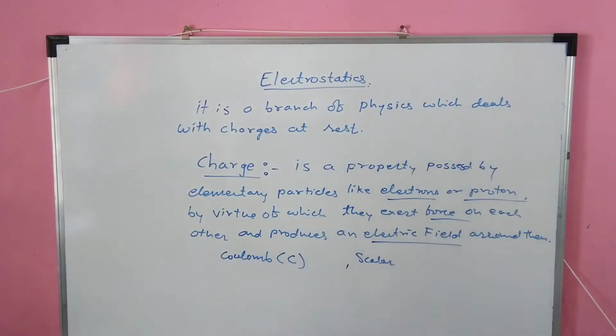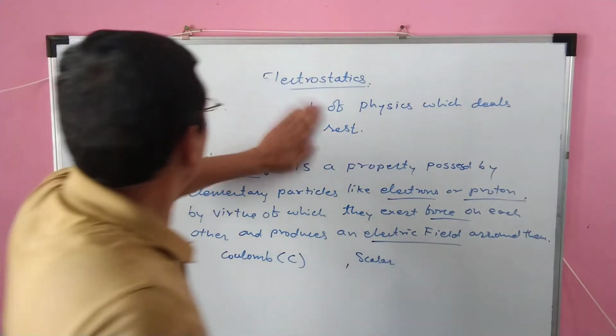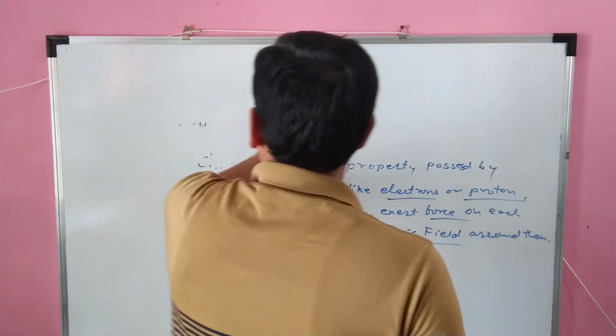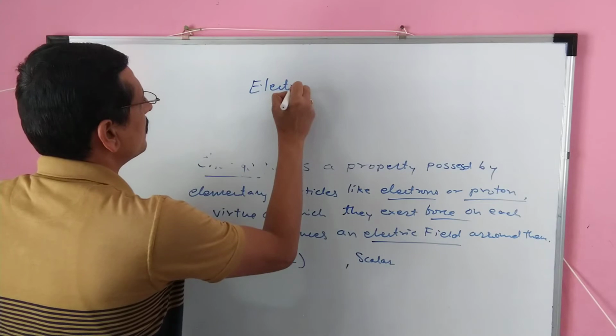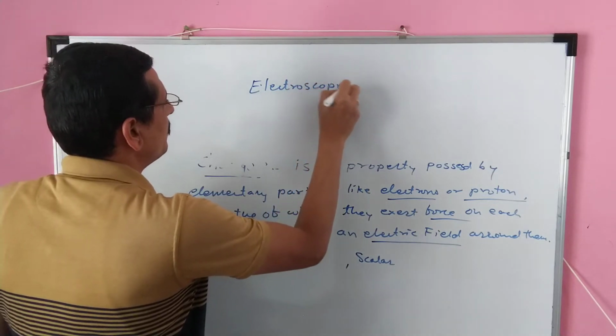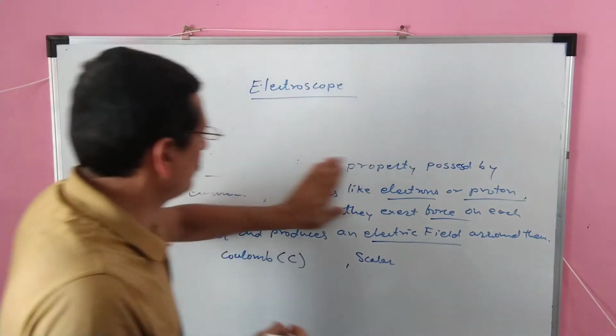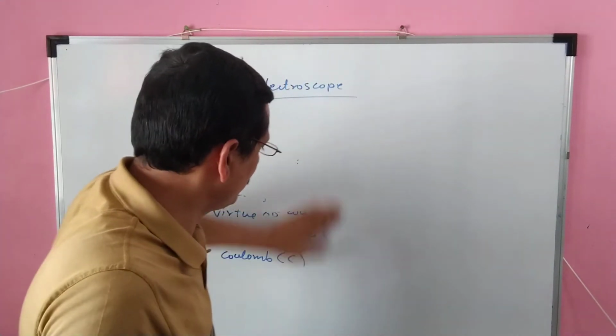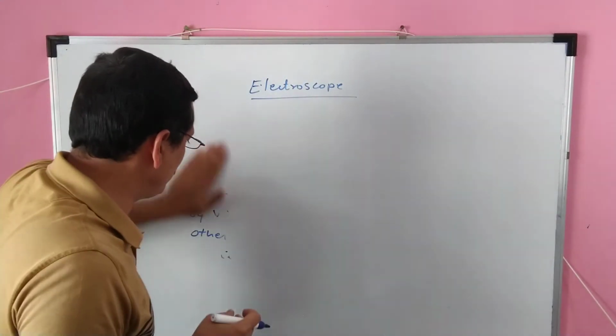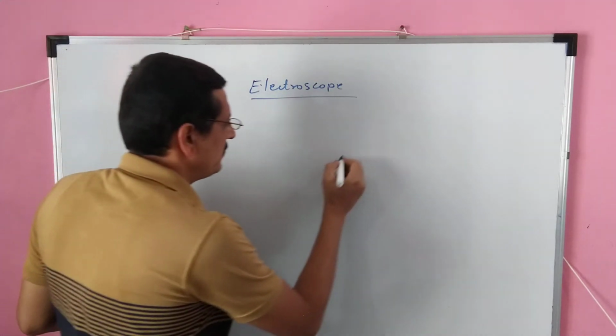Okay students, so let's move to the electroscope. Now in the electroscope a glass box is used. A rectangular shaped box you can use for this, like this.